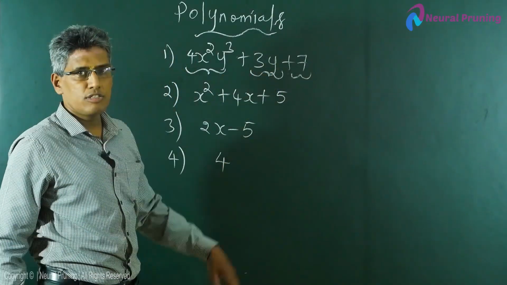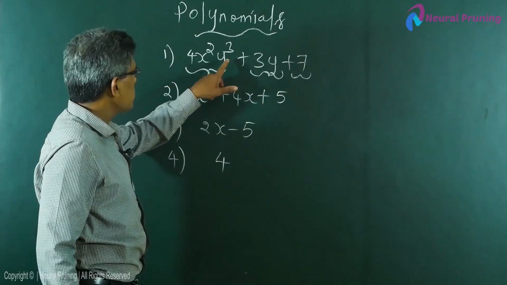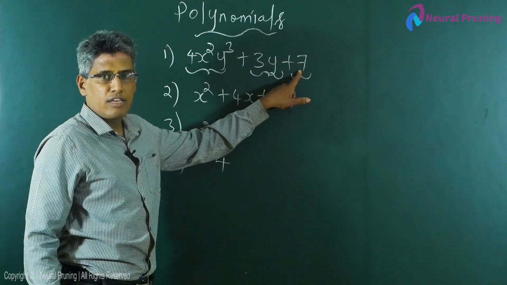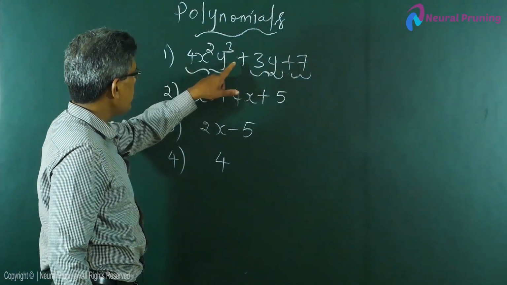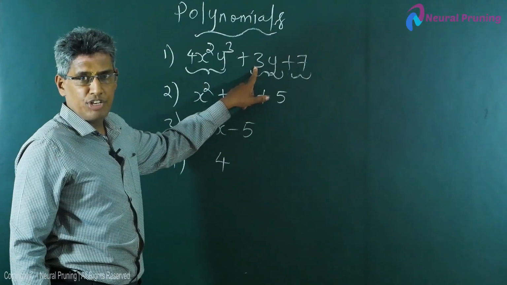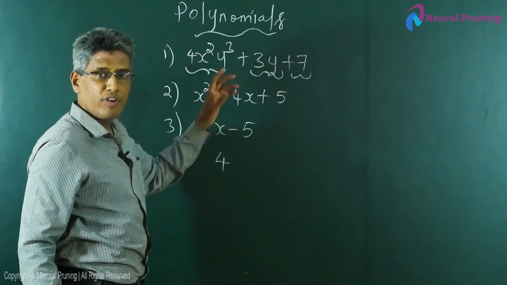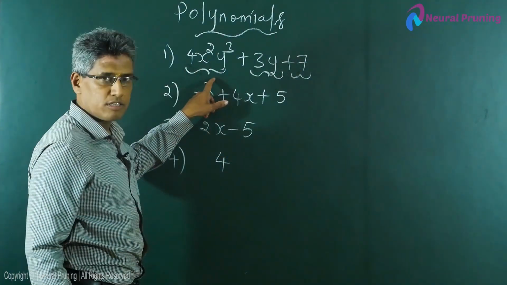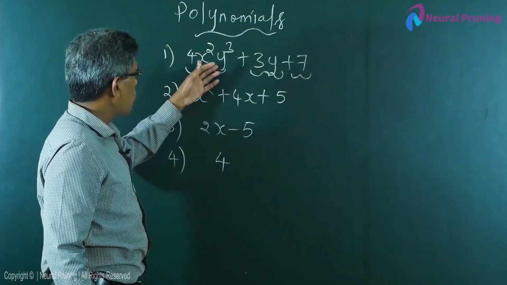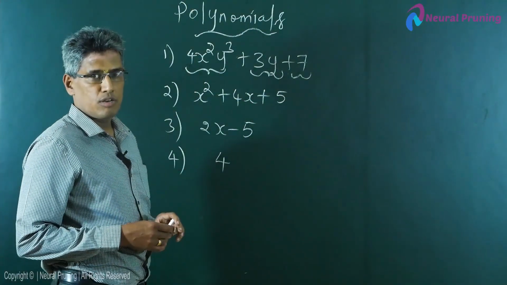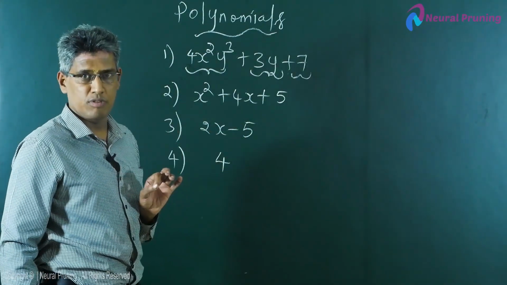Okay, basically it's a combination of 3 terms. So here 4, 3 and 7 are constants, constant terms, and here 4 and 3 are also called coefficients. Coefficients are always combined with the variables. So in this particular term, x square is a variable, y cube also is a variable. So basically this particular term is a combination of 2 different variables.